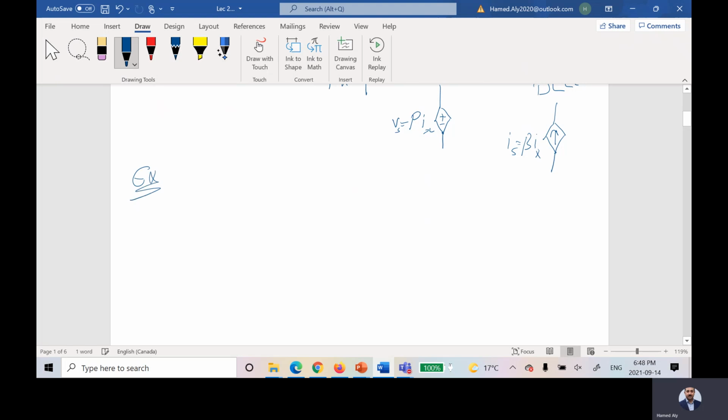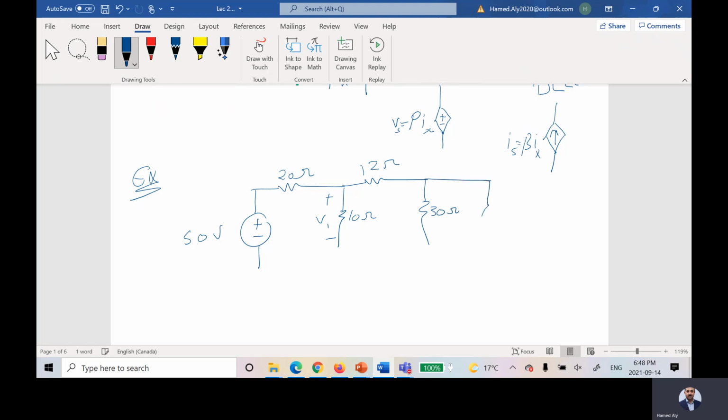Imagine we have this circuit, for example. This is 50 volts. This is 20 ohms. I have voltage here, which is equal to whatever value, like 10 ohms. And this guy is V1, for example. And we have a resistor here, which is 12 ohms. And we have another resistor here, which is 30 ohms. And I have a current source here. This guy is equal to 5 Vx.